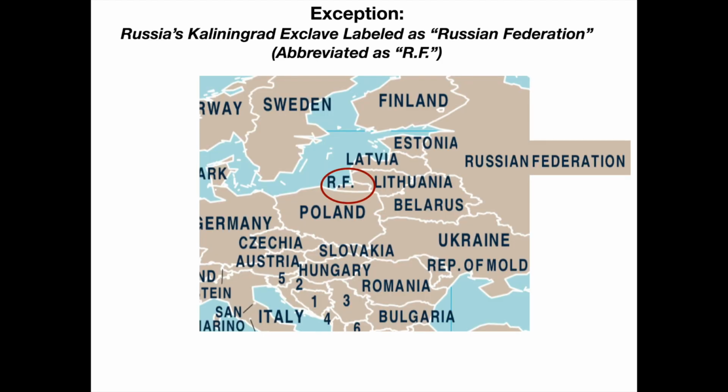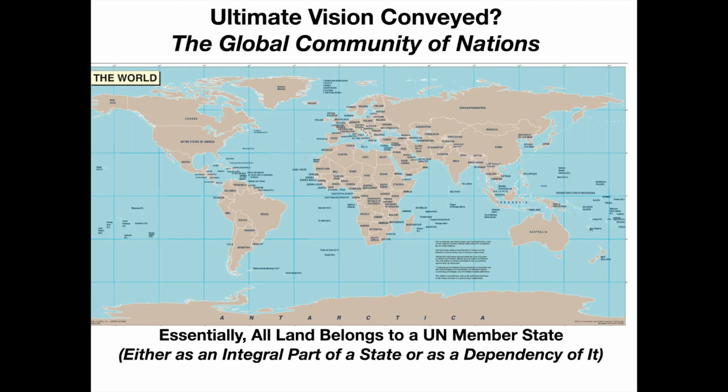And there are exceptions here as well. So Russia has an exclave, a removed part of the Russian geopolitical body, and it is labeled here simply as Russian Federation. So they don't have that in parentheses. So it's not consistent the way it's done.